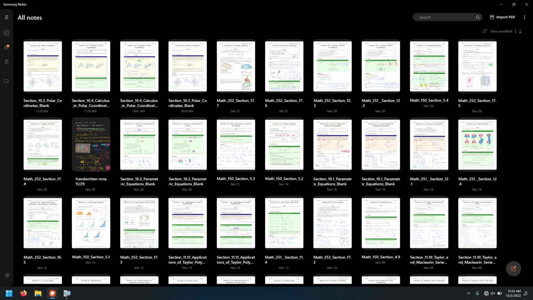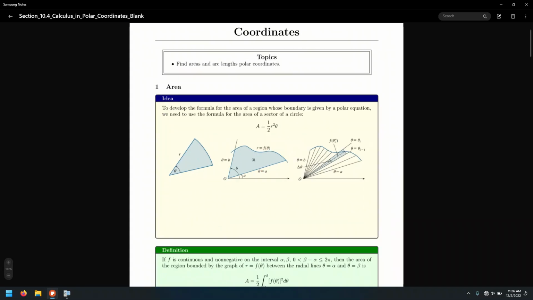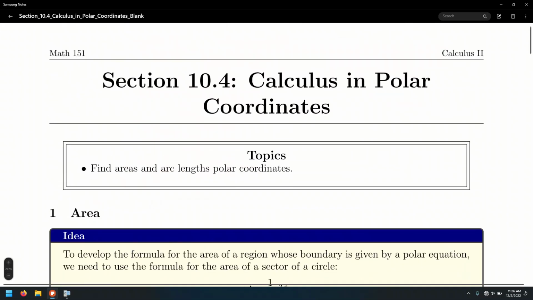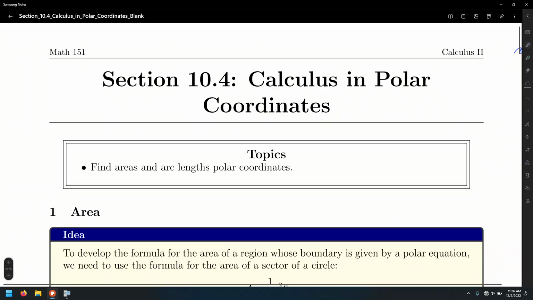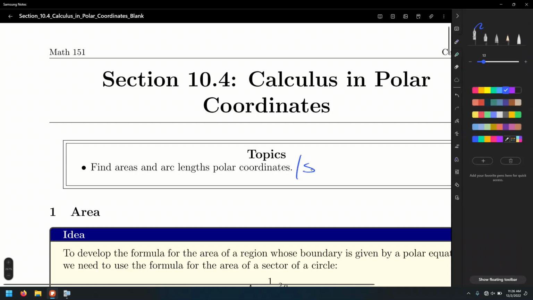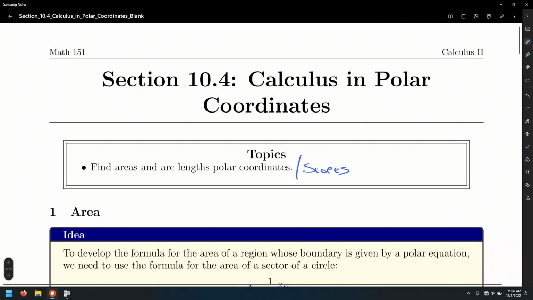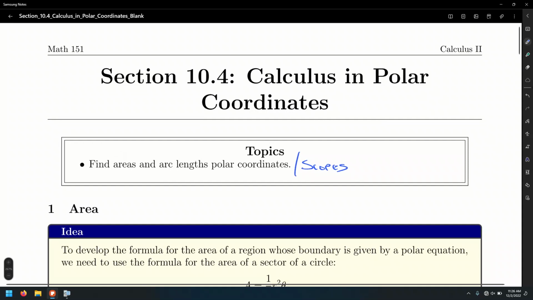And let's see, we're gonna do officially our last section for the semester, section 10.4, which is the calculus of polar coordinates. What we're gonna do here is find areas, arc lengths, and slopes. All right. So, we're going to start with finding the area under the curve, all right?